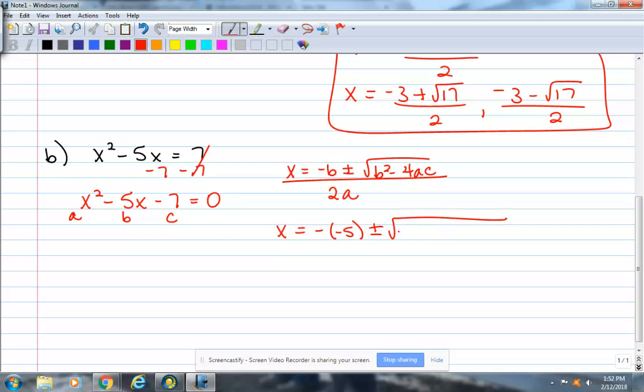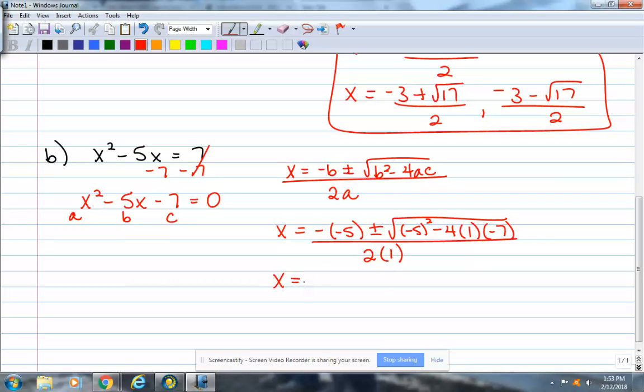So again, my b is negative 5. So negative 5 squared minus 4. A 4 always goes there, y'all. What's our a term? 1. What's our c term? Negative 7. And all of that gets divided by 2 times a. And what's our a? 1.